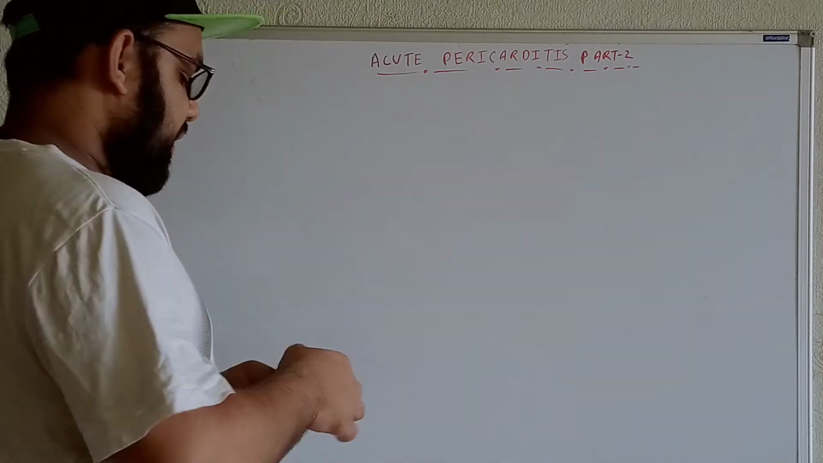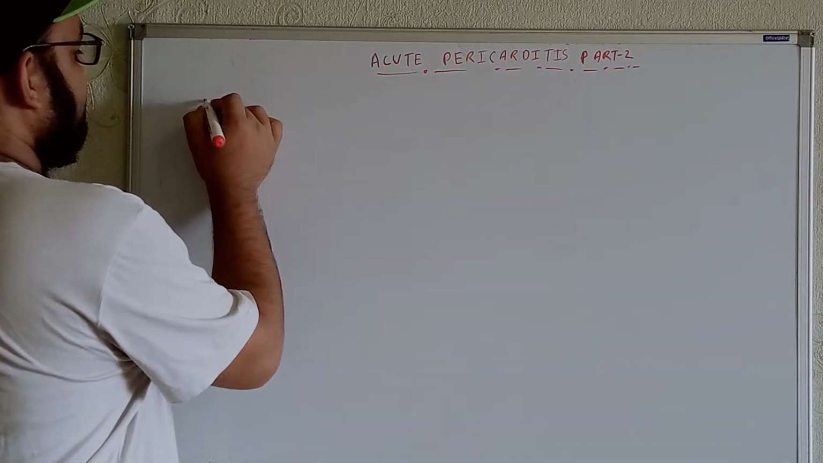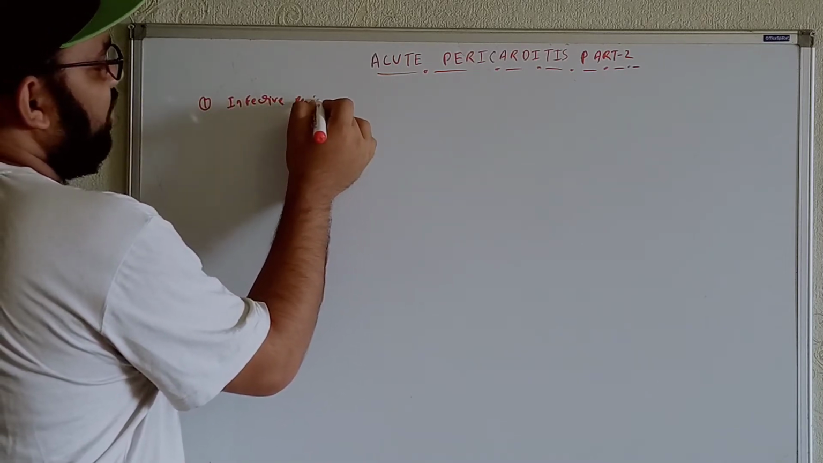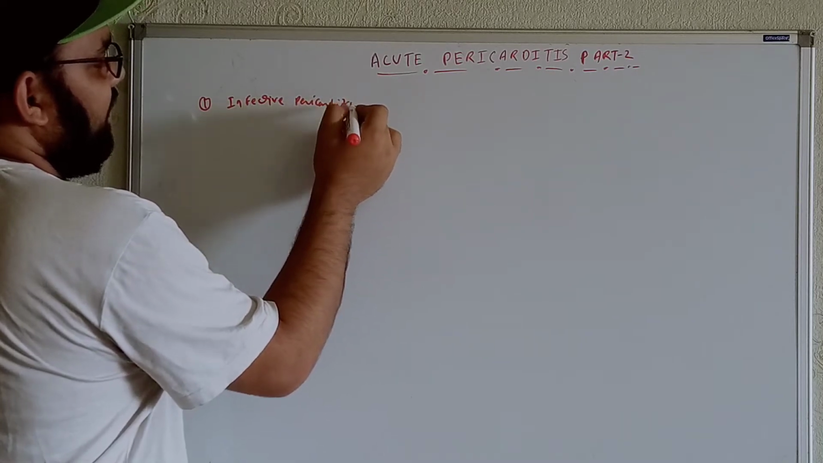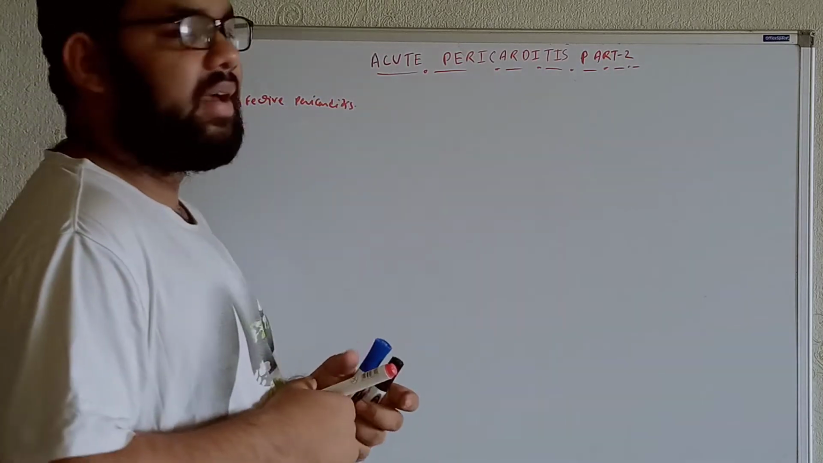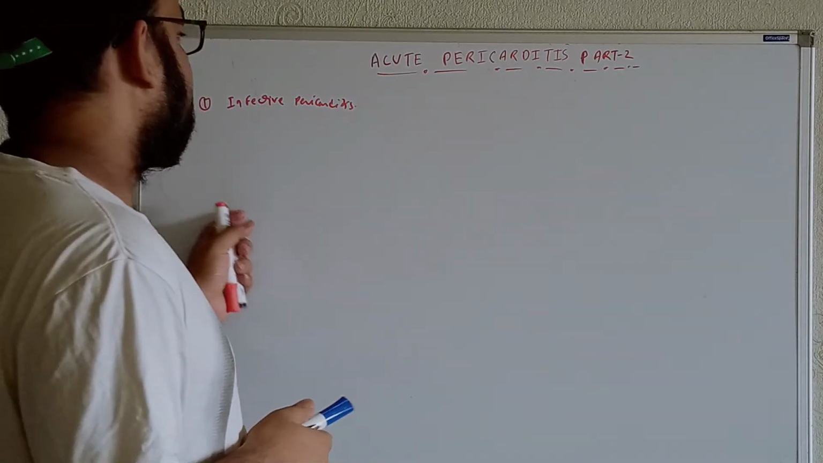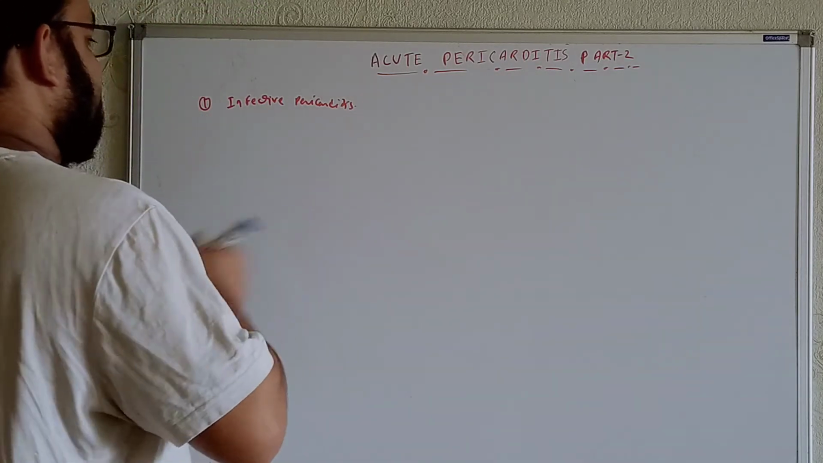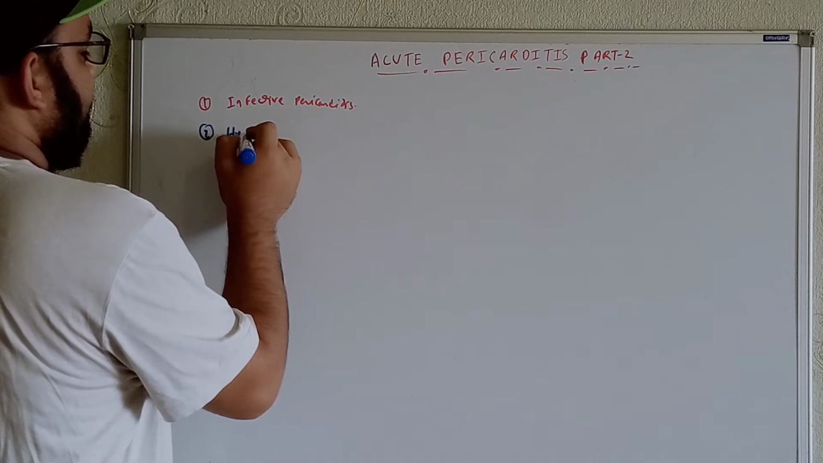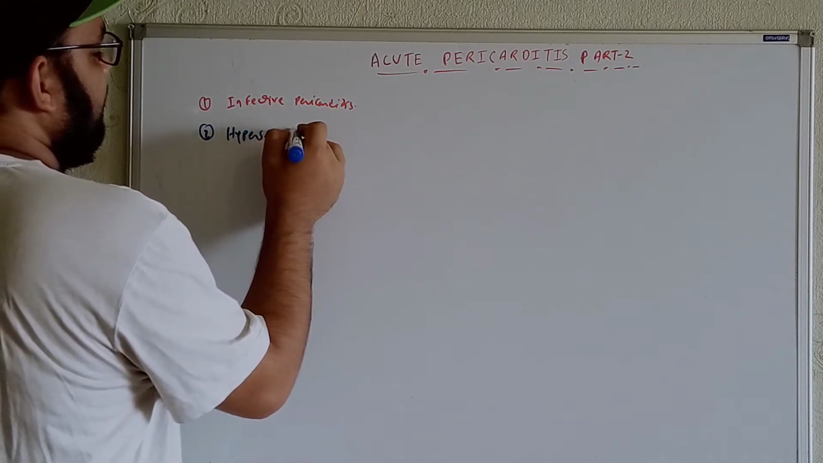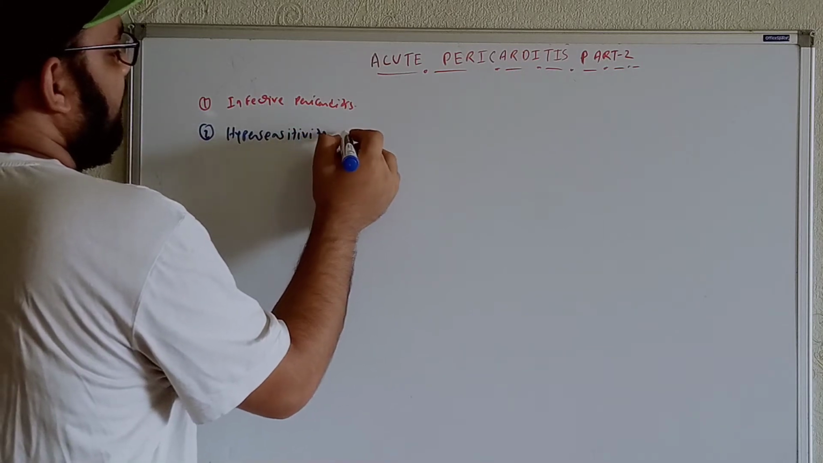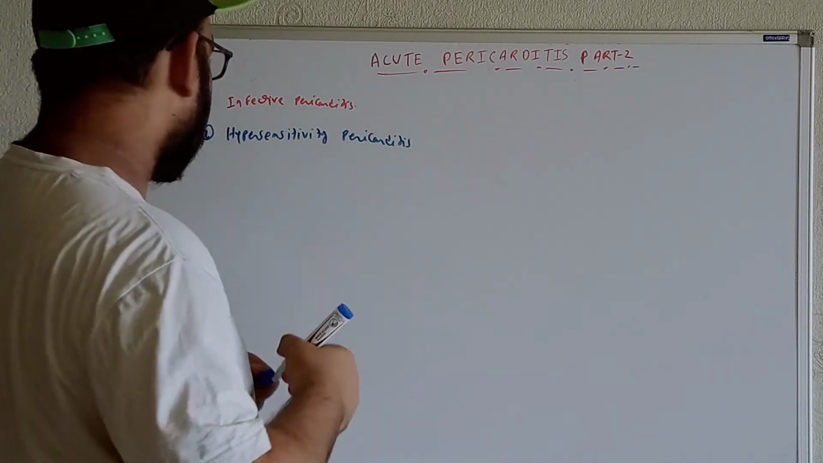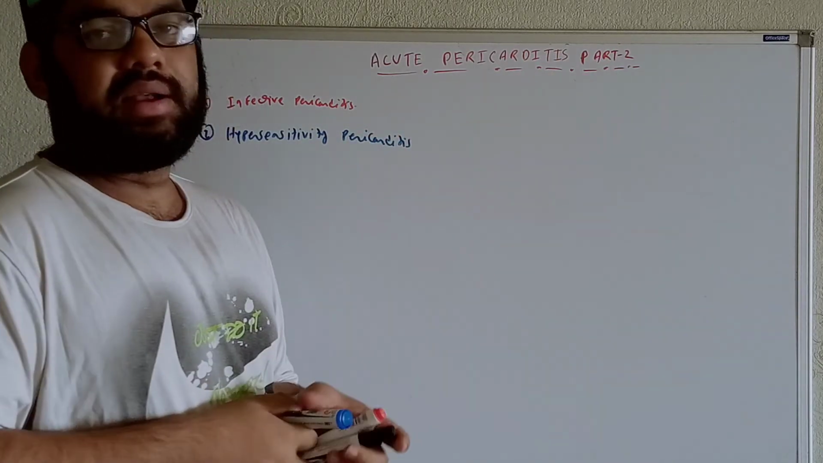Now, the first region I already described over here, the infective. In infective pericarditis, I explained the bacterial causes, in most cases viral, and fungal. Now today's focus is only on hypersensitivity mediated pericarditis.